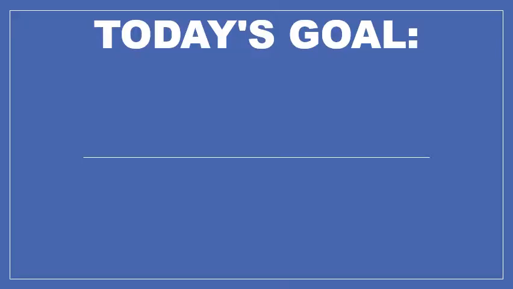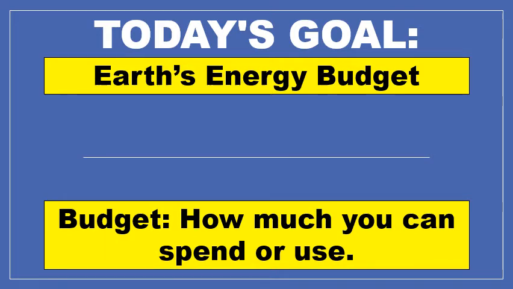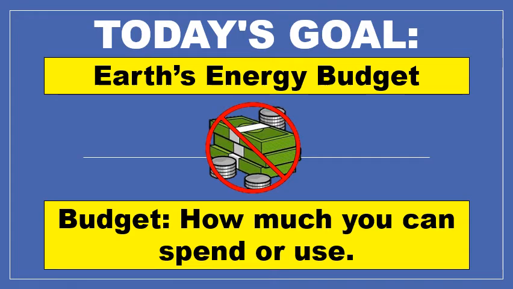So what are we going to do today? Today we are going to learn about Earth's energy budget. Have you heard the word budget before? Budget means how much you can spend or use. Although today we're not talking about money. I kind of wish we were because I could really use a lesson in how to budget. But we're not talking about that. We're talking about the sun's energy and how much of that Earth is going to use.